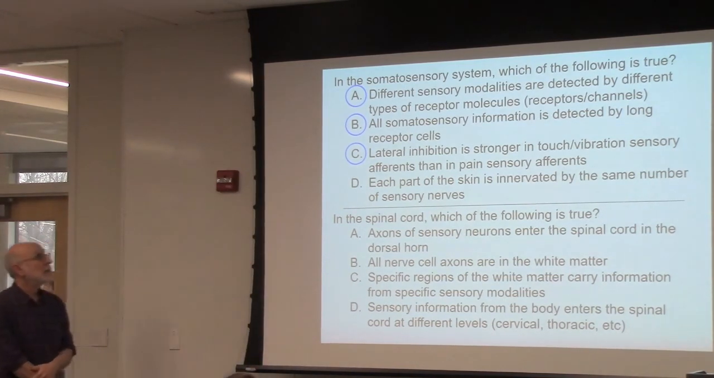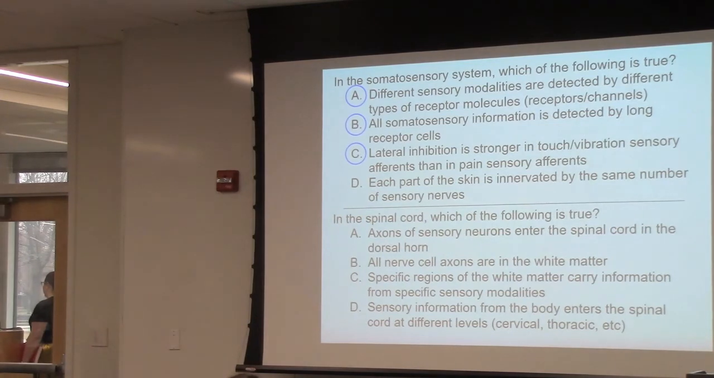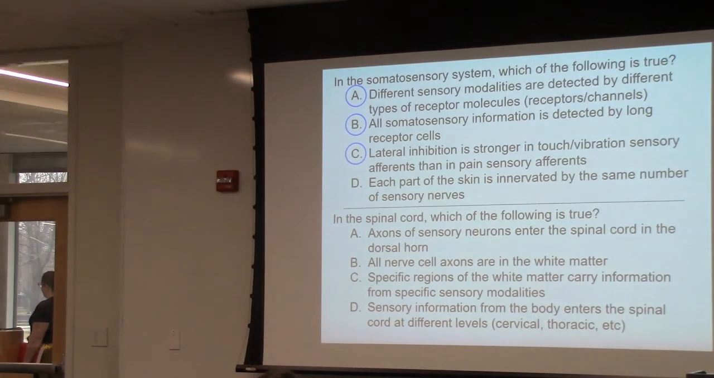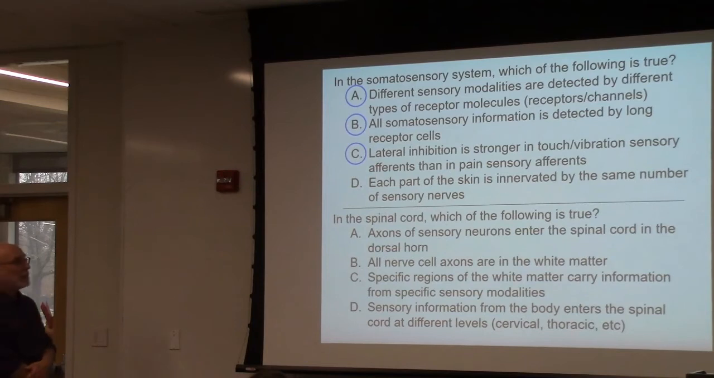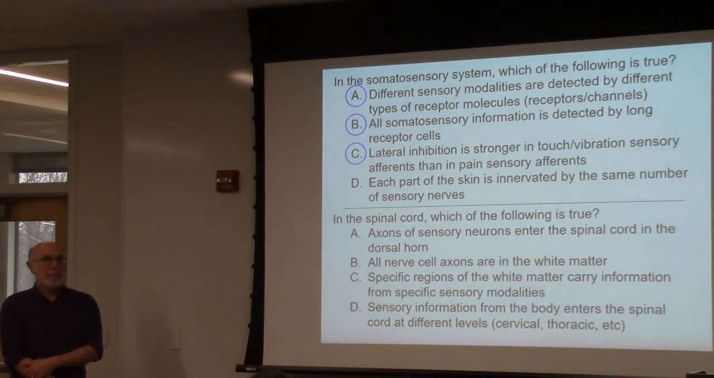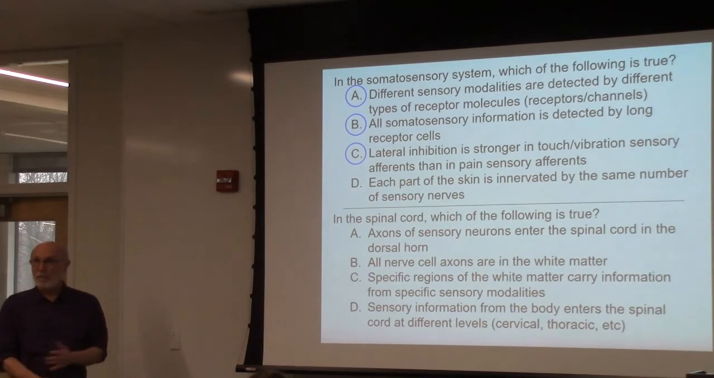Okay, let's do the second one. In the spinal cord, which of the following is true? Axons of sensory neurons enter the spinal cord in the dorsal horn. All nerve cell axons are in white matter. Specific regions of the white matter carry information from specific sensory modalities. Sensory information from the body enters the spinal cord at different levels. Different levels of the spinal cord, cervical, thoracic, etc.